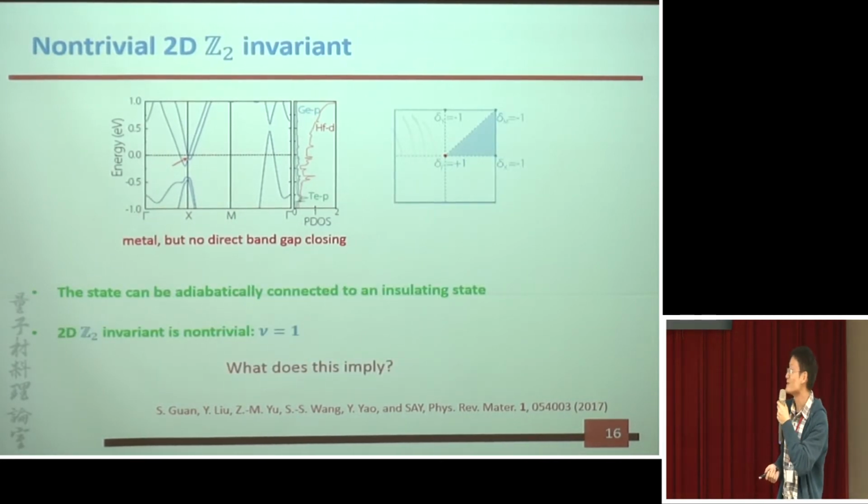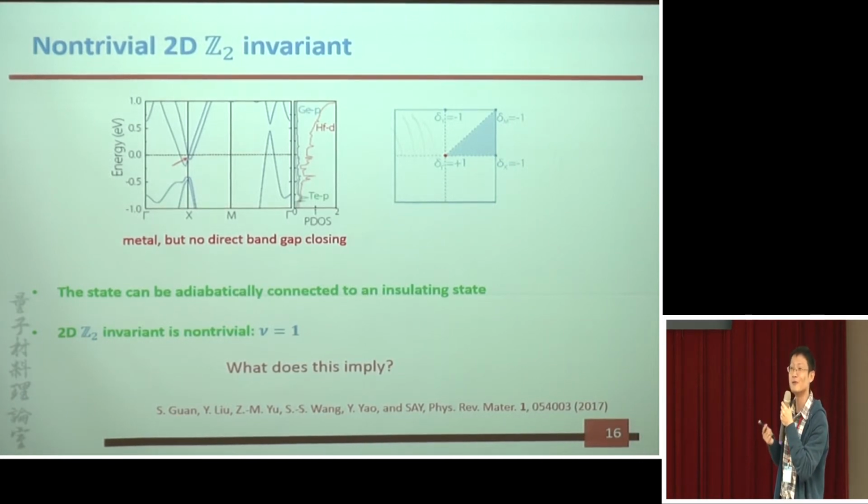Another interesting thing I want to mention is that this one has a non-trivial Z2 invariant. If I evaluate the Z2 invariant for this structure, I find it is actually a non-trivial 2D Z2 invariant. This is weird because this is a metal. The Fermi level will pass through here. So this is a metal, but we can define a Z2 for the metallic state.